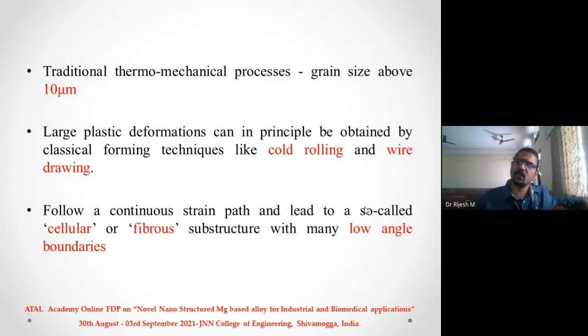Got it. So what I mean to say is, even if you are deforming to that extent, the misorientation between one set of nucleus and another set of nucleus is so small, so you get only a low angle grain boundary.